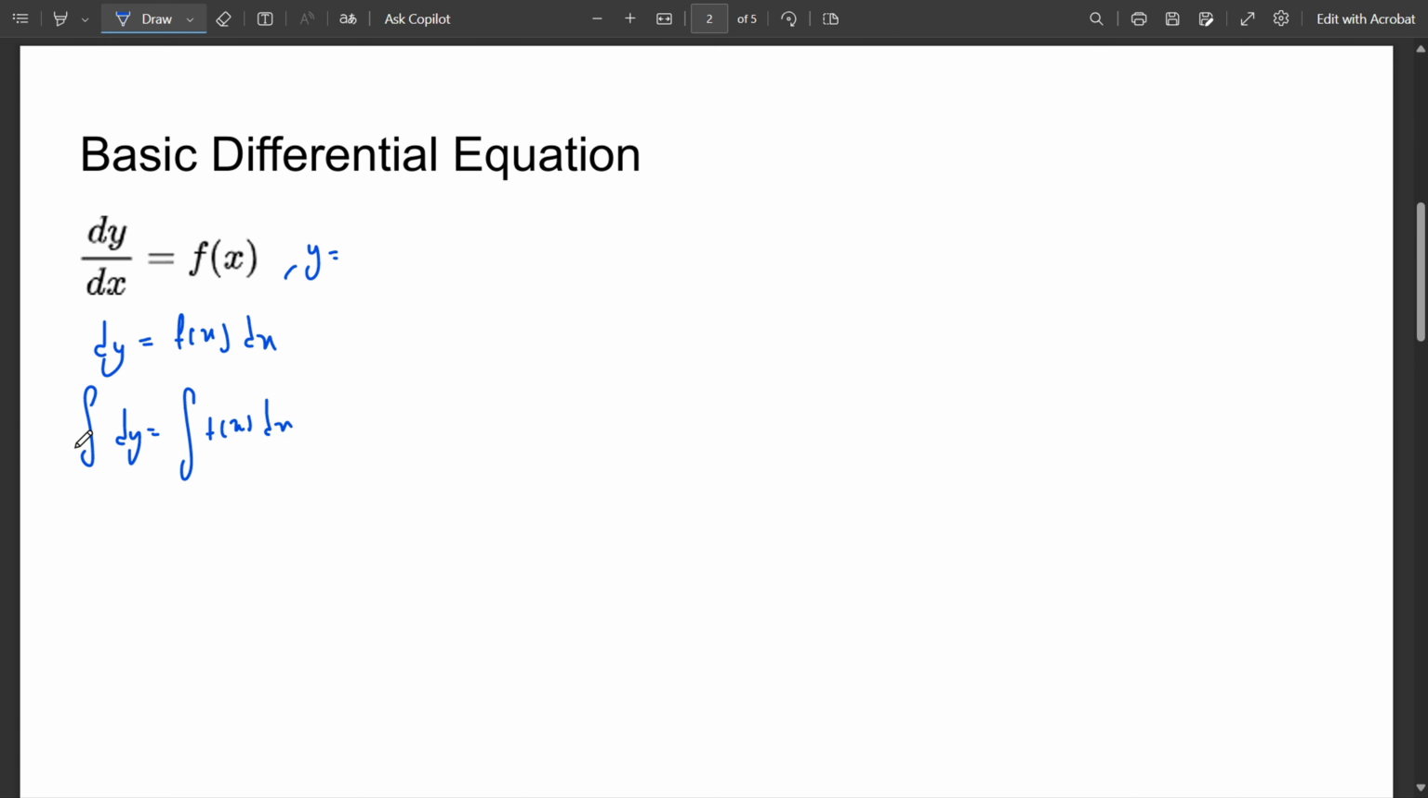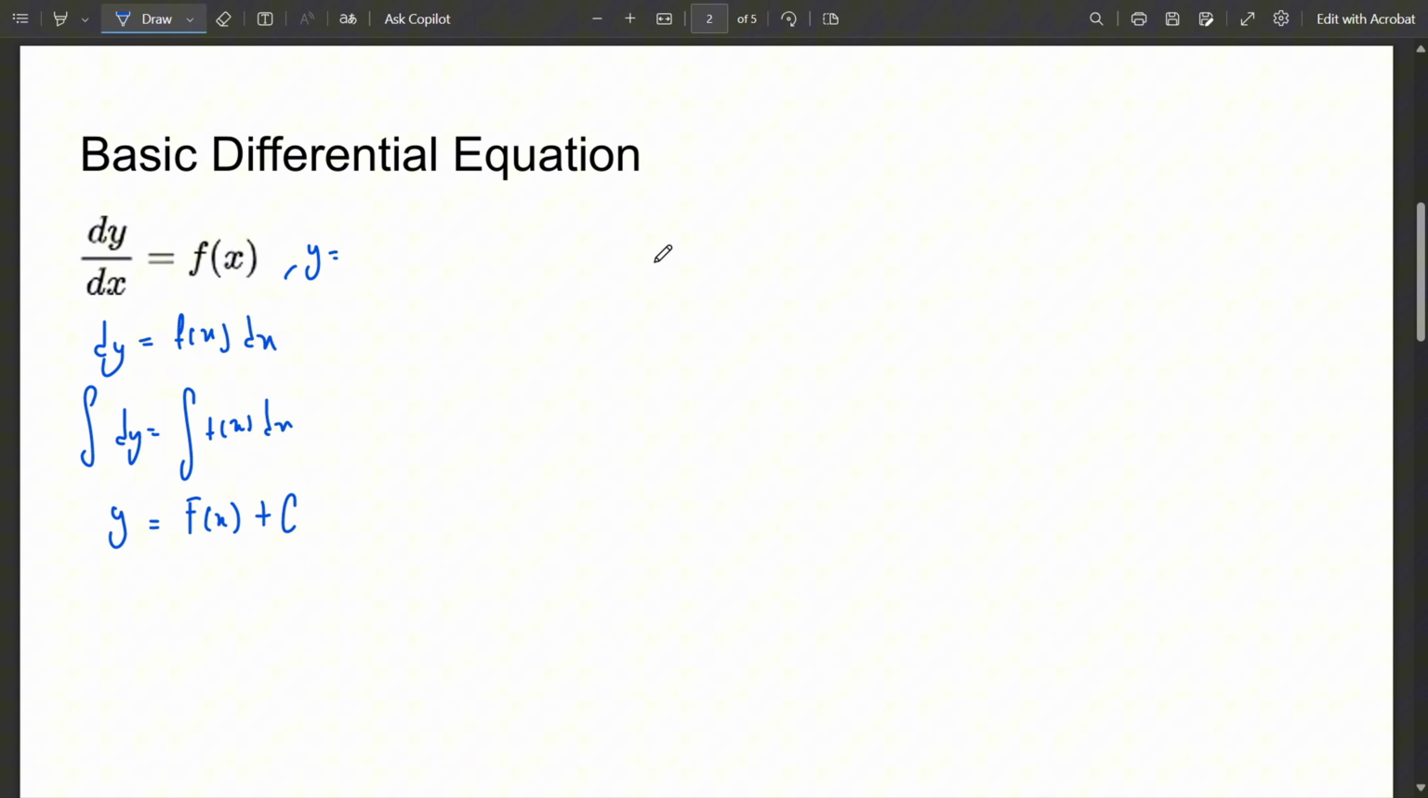We'll have the integral of dy, which is just y, equals the integral of the function of x, which is big F of x, plus a constant. This constant is just a function that is shifted down vertically.